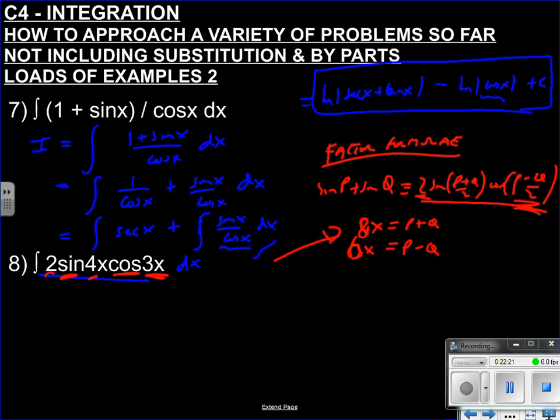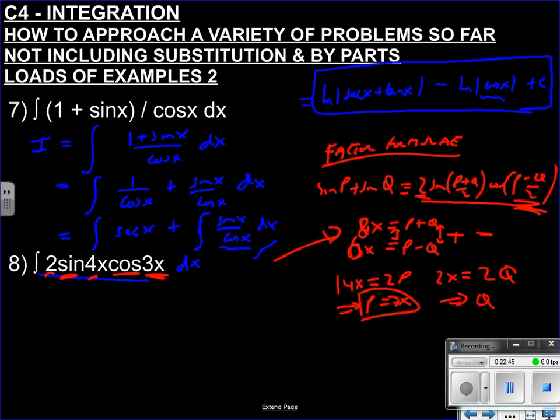Now it's just standard GCSE elimination. If we add these two together, can you see the q's cancel out? 8x plus 6x is 14x, is 2p, so p is 7x. If we minus them, 8x minus 6x, that's 2x. So p take p goes, and q minus minus q is 2q. So therefore q must be just x.